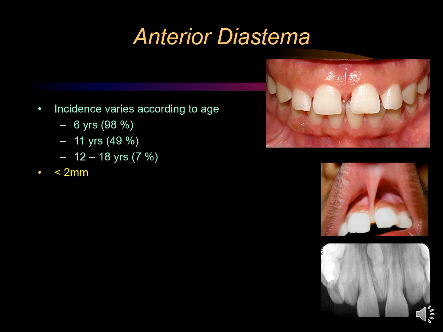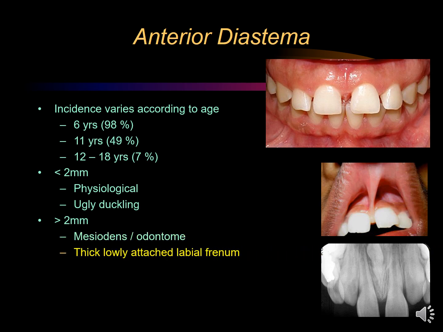Now, if the diastema is less than 2 millimeters, it may be a physiological diastema, and this is commonly associated with what is known as the ugly duckling stage. Okay, if the diastema is more than 2 millimeters, then possibly it may be pathological and it may be due to a presence of mesiodens or odontomes. It could be due to a thick, low attached labial frenum. Okay, or there could be a microdontia or hypodontia.